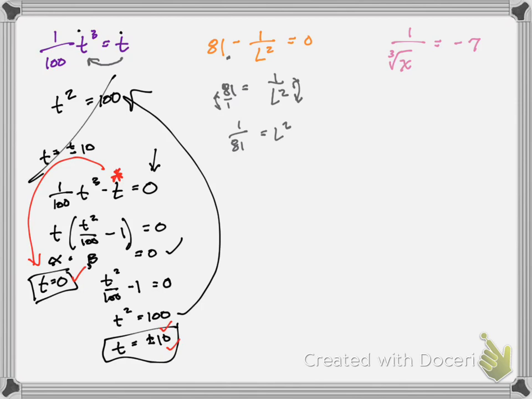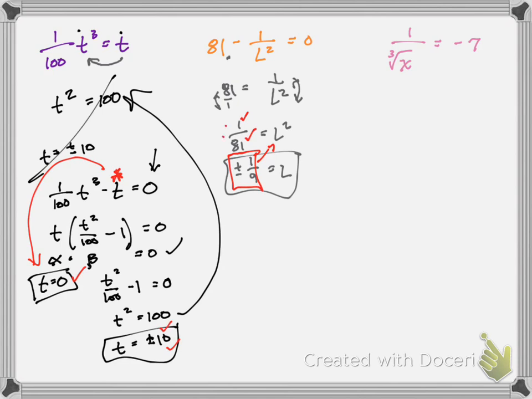So the question is, what values of L would give us 1 over 81 when squared? And the answer is L is equal to plus or minus 1 over 9. So think about that for a moment. You take a fraction, you square that fraction, as we've discussed. If you square that fraction, then you square the numerator. 1 squared is 1. You square the denominator. 9 squared is 81. We get 1 over 81. So both of these, if we put them in, make the statement true. Positive 1 over 9 squared gives us 1 over 81, and negative 1 over 9 squared gives us 1 over 81.